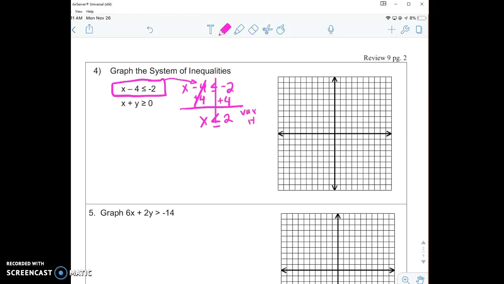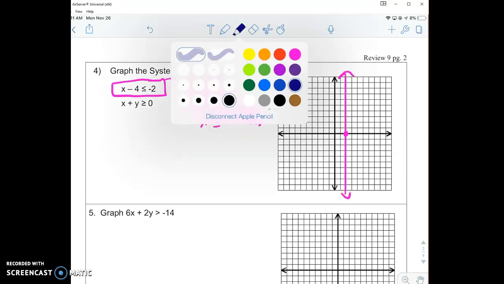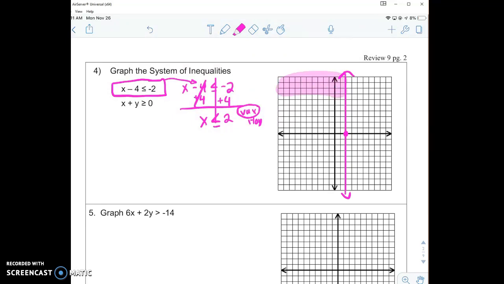This equation only has x, so it is a vertical line. I'm going to start where x is 2. Less than or equal to, so a solid vertical line. Everything less than 2 is everything to the left of this line.